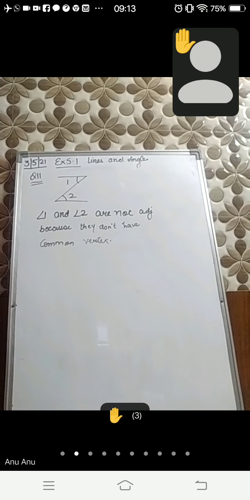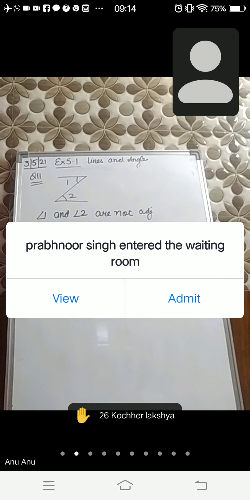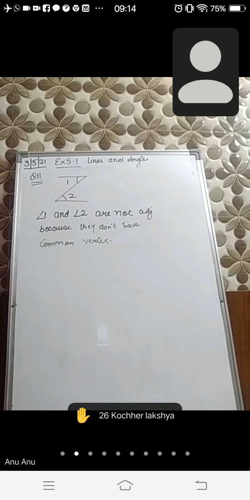Is it okay? So for the angles to be adjacent, they must have a common vertex and one common arm. Here the arm is common, but the angles don't have the same vertex. They are not at the same vertex. Angle 1 is forming at the upper vertex and angle 2 is forming at this lower vertex. So that is why they are not adjacent angles.